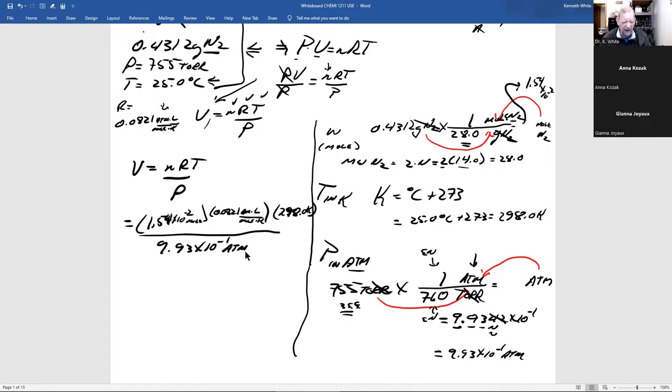Now, if I forget about the numbers, notice I have moles divided by moles. That cancels out. I have Kelvin divided by Kelvin. That cancels out. So now the top is atmospheres liters. The bottom is atmospheres. Atmospheres divided by atmospheres cancel out. And I'm left with liters, which is a measure of volume. I'm on the right track.